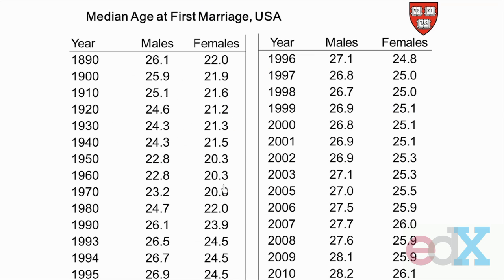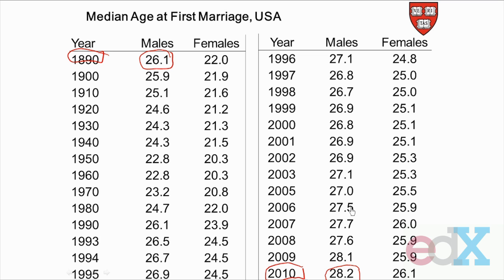Well, here is an example. Here's the median age at first marriage in the USA between 1890 and 2010, so roughly the last 120 years. And we see that in 1890, the median age at first marriage for males was about 26. And now as of late, it's gotten a little bit more, in this decade, it's gotten above 26.